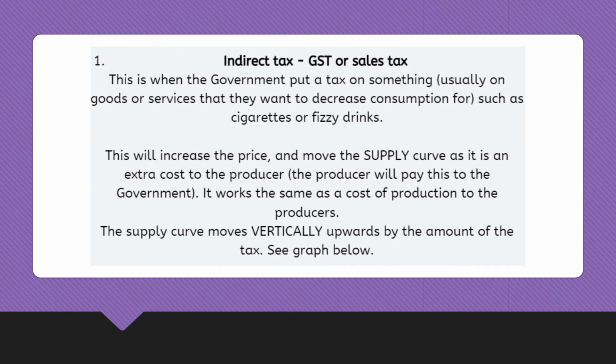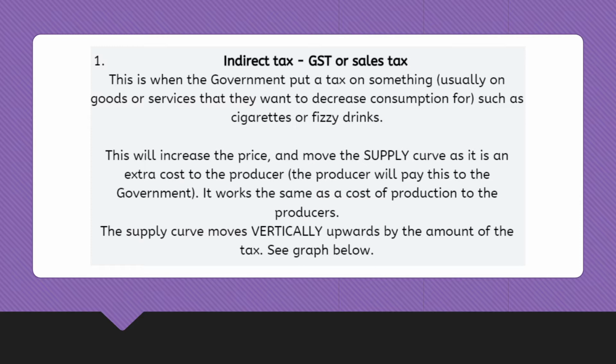So as mentioned before, it is GST or sales tax. This is when the government puts a tax on something, usually something that they want to decrease the consumption of. So tax is often put on cigarettes or fizzy drinks or unhealthy food, and we call that a demerit good. The purpose of that is to lower the consumption, because if consumers have to pay more, we know that as the price increases, the quantity demanded by the consumer is going to decrease. So that does follow the law of demand, although we don't talk about it exactly like that in this area.